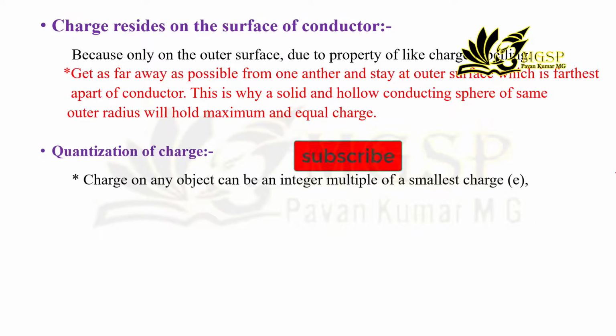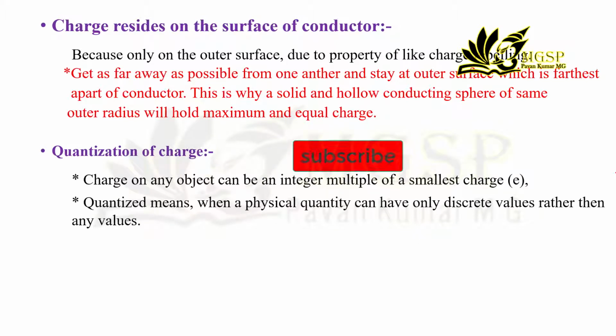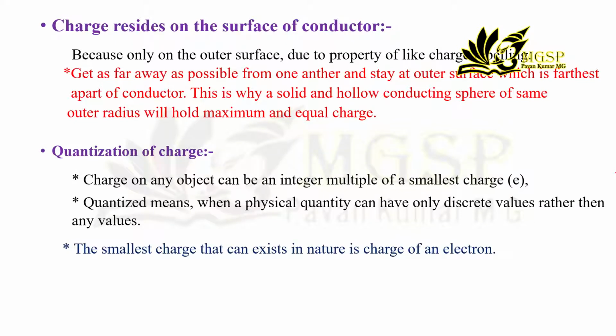Quantization of charge. Charge on any object is an integral multiple of the smallest charge e. Quantization means that a physical quantity can have only discrete values rather than any value. Only discrete values means countable, like 1, 2, 3, 4. 0.5 is also countable, but it should be an integer, not any fraction value.